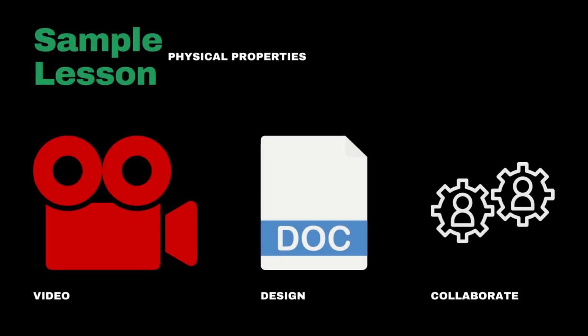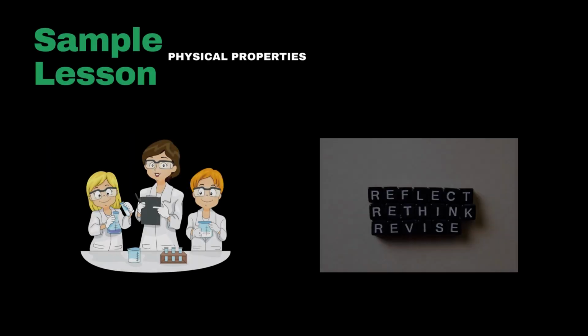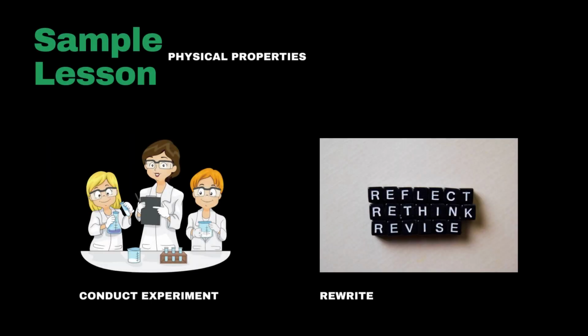A simple lesson using TPACK is to show a video about the physical properties of matter. Then ask the students to create an experiment about physical properties on Google Docs with a partner and share it with you, the teacher. Choose an investigation from the student submissions and then carry out the experiment. Once the experiment is finished, the students can take the original document and then rewrite it if there are any flaws.